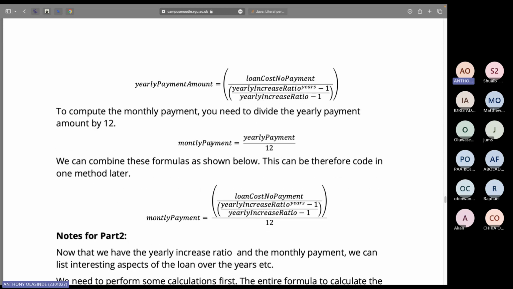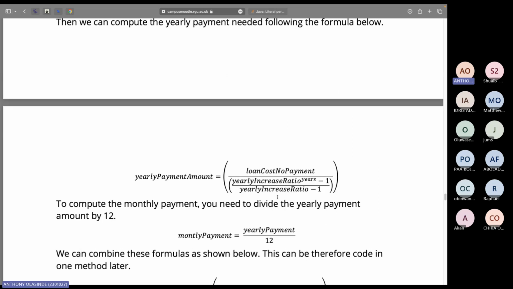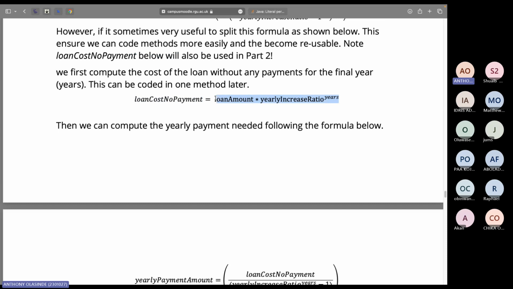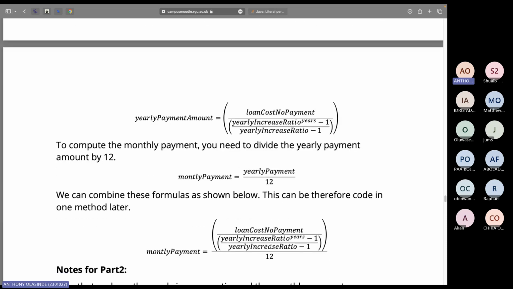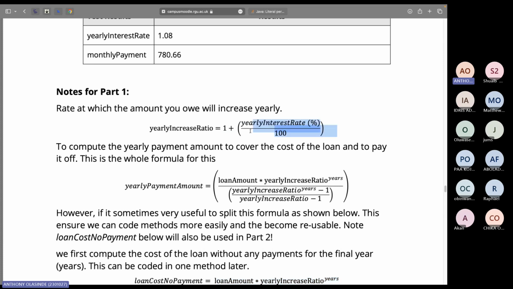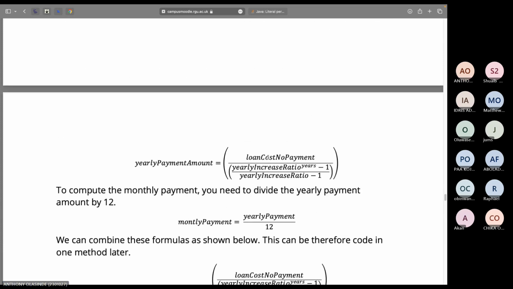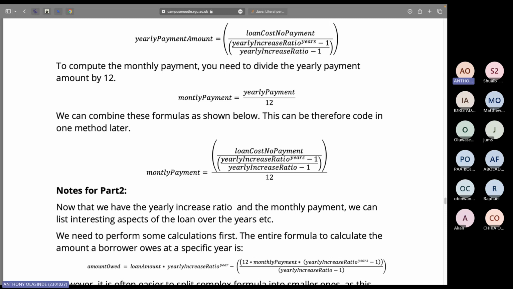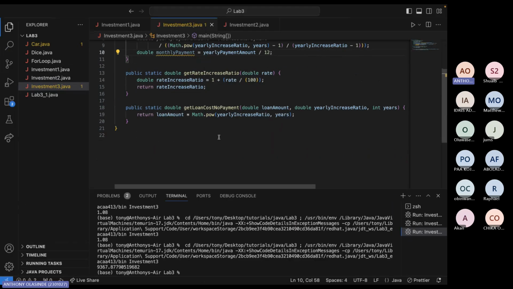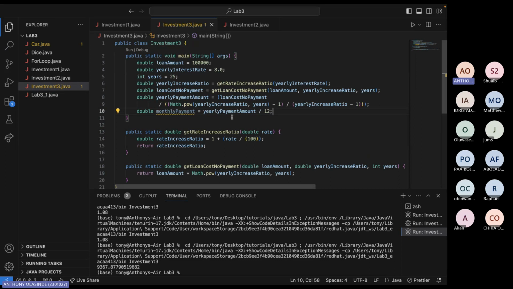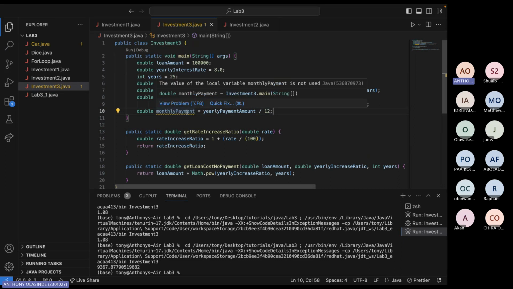Now this thing that is just 3 lines here, it could have even been bigger than this, because loan cost amount, don't forget, is this long one again. And don't forget that this yearly increase ratio is this mighty one again. So imagine if we slot this in here, this could have been like 10 lines. But because we've broken them down into several pieces, we could just get our monthly payment easily.